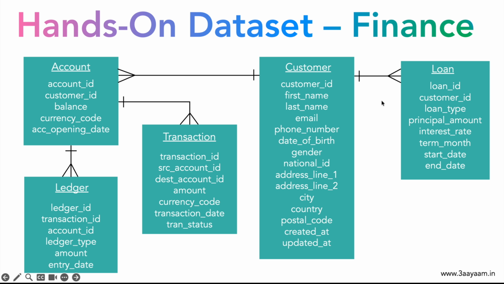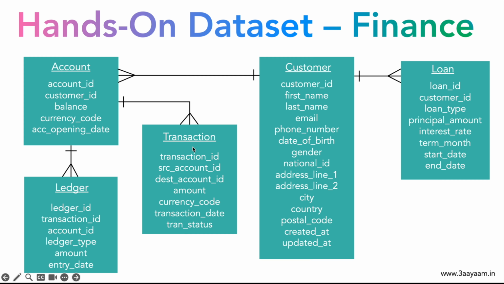Now, seeing this schema, you'll be able to make out what would be the primary key and the foreign key. For example, the customer table will have customer ID as the primary key. For account table, account ID would be the primary key and customer ID would be the foreign key. So using customer ID, we are relating the account table and the customer table. Similarly, the customer table and loan table would be linked using the customer ID. So the loan table has loan ID as the primary key and customer ID as the foreign key. And the relationship between customer and loan would be using the customer ID.